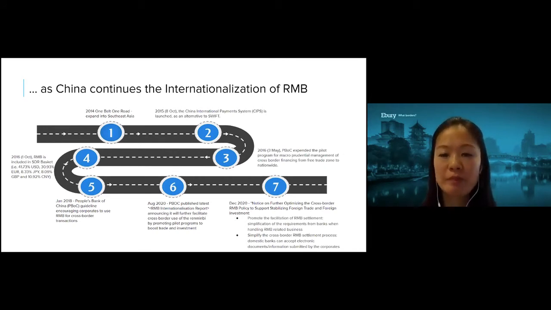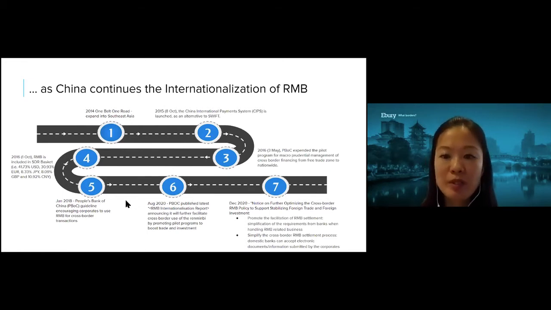At the same time, this is also created because of the increasing internationalization of RMB that China has been pushing. Here, I have tried to show the major milestones in this internationalization process. I'm not going to stop at any of these, but I want to highlight October 2016, which is what I just explained about RMB becoming part of the basket of currencies of the International Monetary Fund.